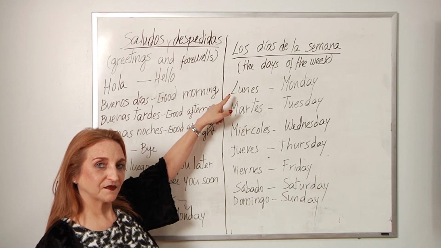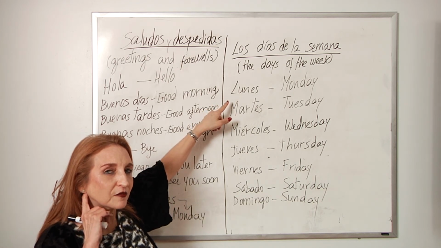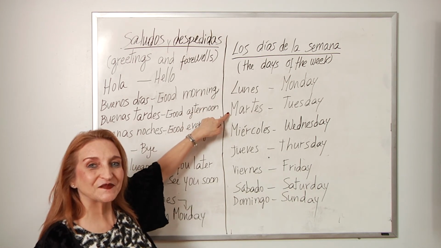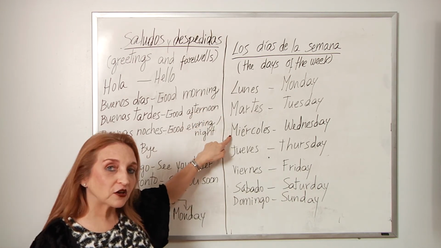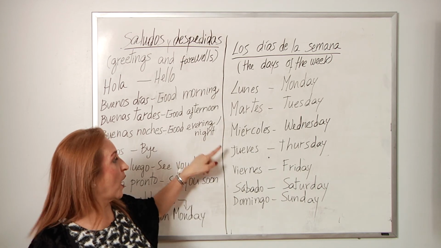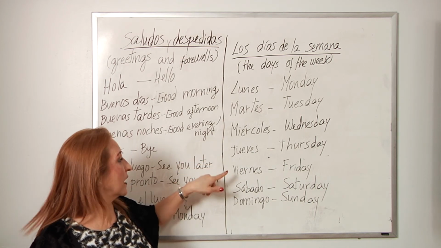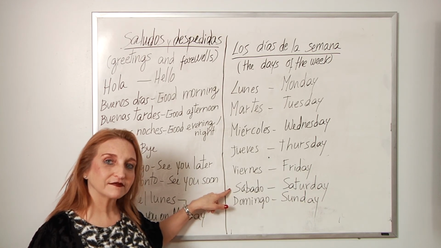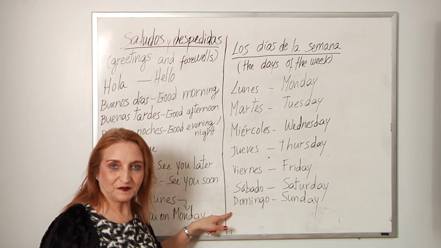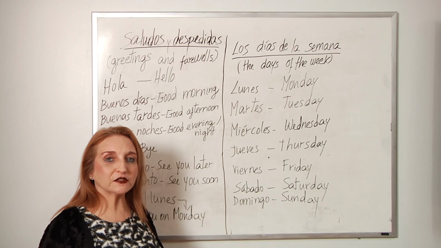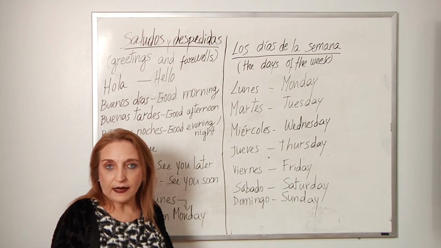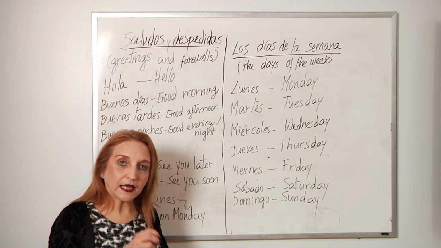Lunes, I don't listen. You repeat with me? Fine. I listen now. Martes, miércoles, jueves, viernes, sábado, domingo. Okay? If you want to say, for example, el domingo, to say on Sunday, in Spanish you say el domingo, or on Tuesday, el martes.